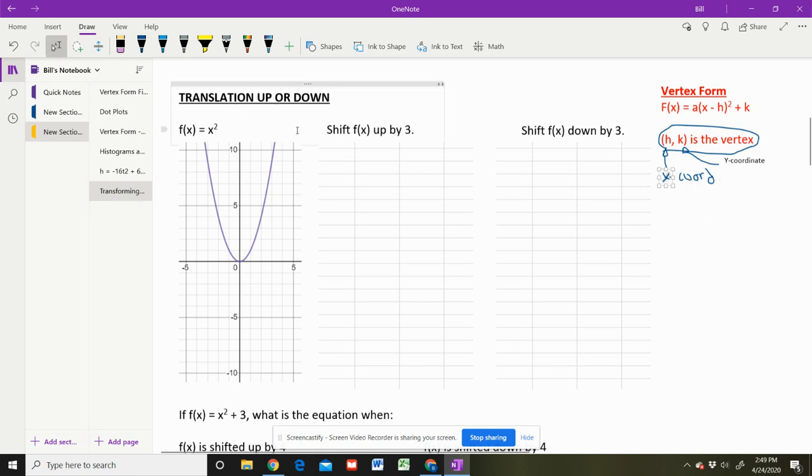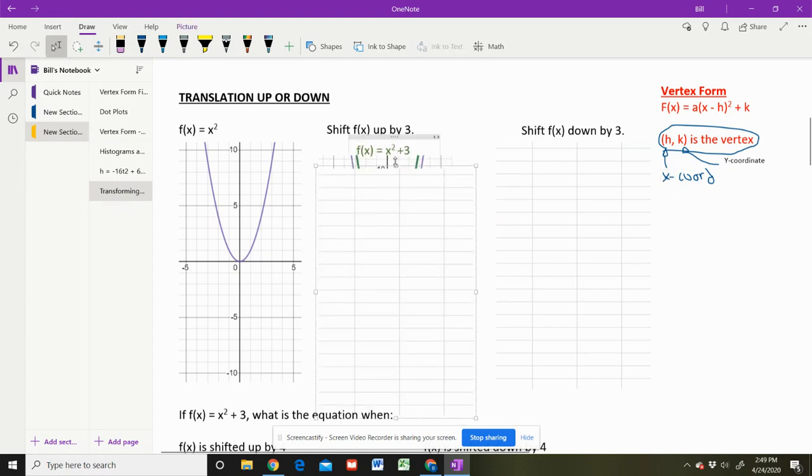So if we're going to go up or down, what do you think we're going to change, the h or the k? If you said k, right, k is the y coordinate, so that's going to tell us whether or not we're going to go up or down. If I want to shift this up by 3, what do I need to add to this equation? If I was to do that, let's take a look.